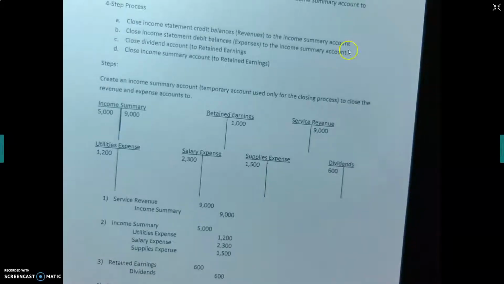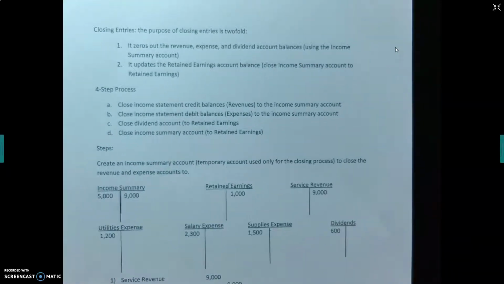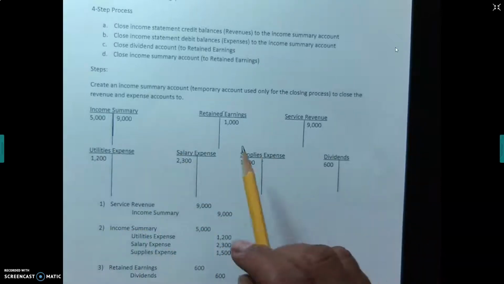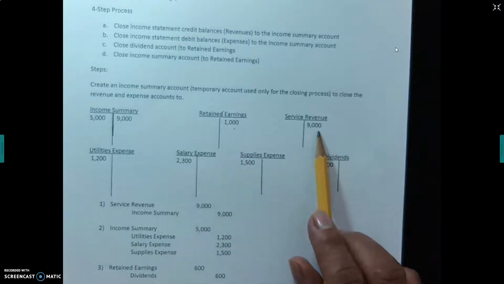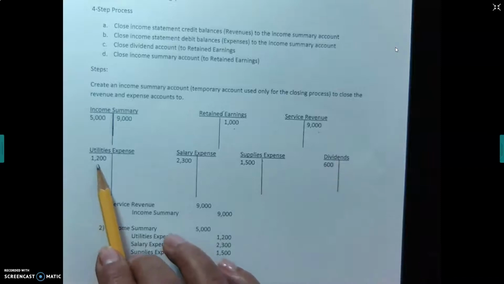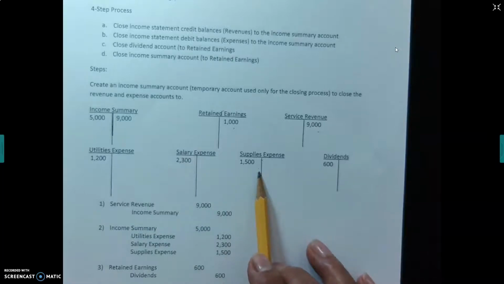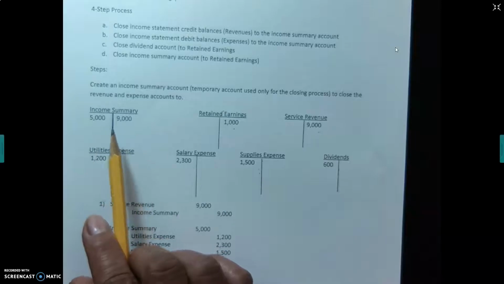So this is the same document I showed you yesterday that I sent you, but it was already completed. So I thought it might be helpful to actually see me complete the document. So what I have done is taken all of the balances from the adjusted trial balance and entered them into the general ledger, which are these T accounts. Retained earnings from that sheet had a $1,000 balance. Service revenue was $9,000. Utilities, salaries, and supplies have all been entered with their balances. And then dividends. The income summary already has the balances in it, but I will show you how they got there.